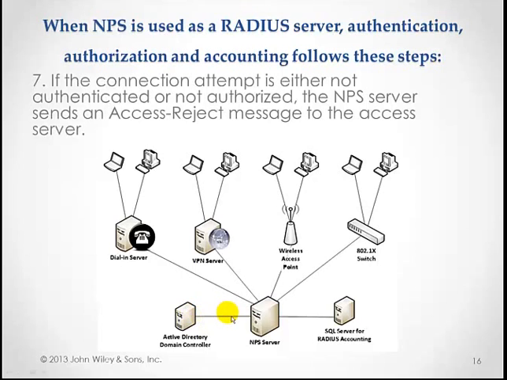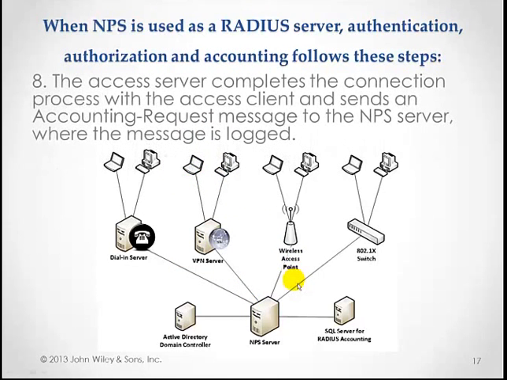The user's either not authorized or not authenticated. Maybe they're not in the database. Maybe they're in the database, but they're not authorized to have access through a VPN. Maybe it wasn't set up yet. So what happens next? Well, you can see that an access reject message will be sent by the NPS server back to the VPN client, and then that information will ripple down to our clients out here.